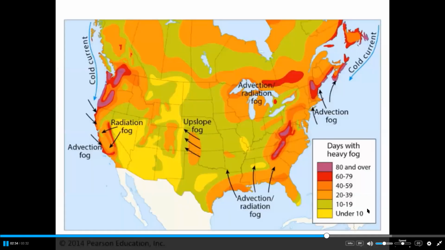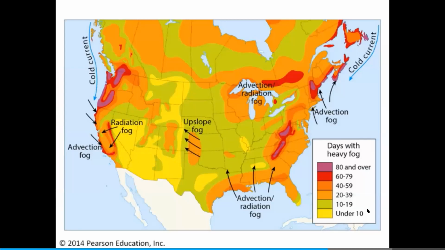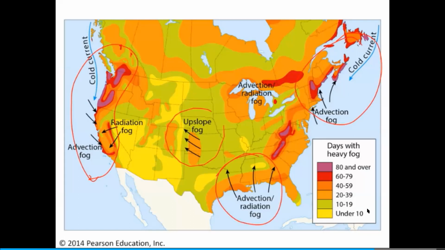Here's a map showing the average number of foggy days per year in different portions of the United States and Canada. You'll notice that there are heavy fogs, in particular along the coastal regions, so the Pacific coast, and then also in New England. There are cold currents in both of those places. We end up seeing advection and radiation fog along the Gulf Coast, and then upslope fog is particularly common where the Great Plains meet the Rockies.